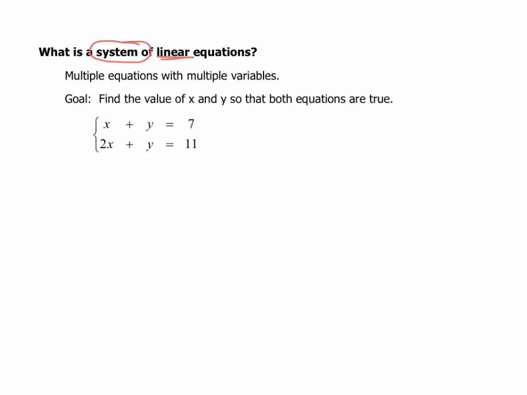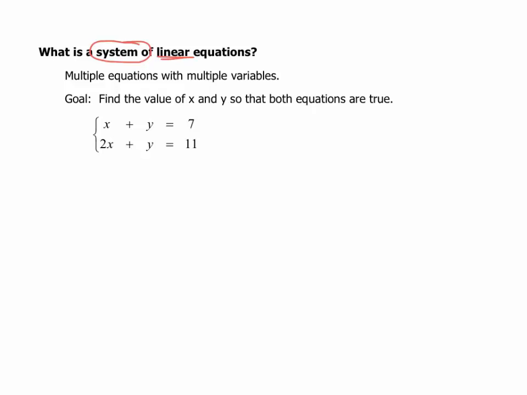We can, however, change the number of equations or the number of variables so that they're not equal. Maybe we have 2 equations and 3 variables. Maybe we have 4 variables and 5 equations. Depending on how many equations and how many variables, we might have different types of solutions.